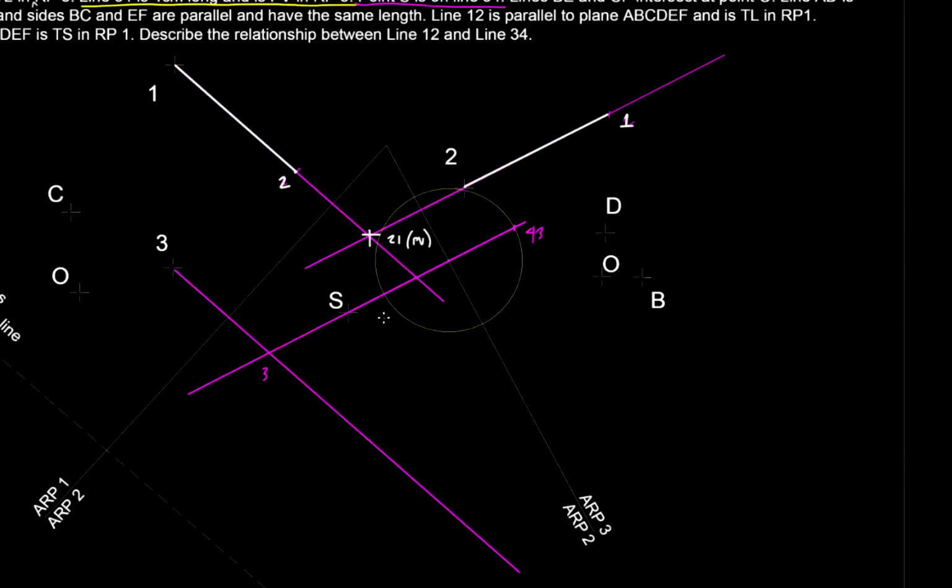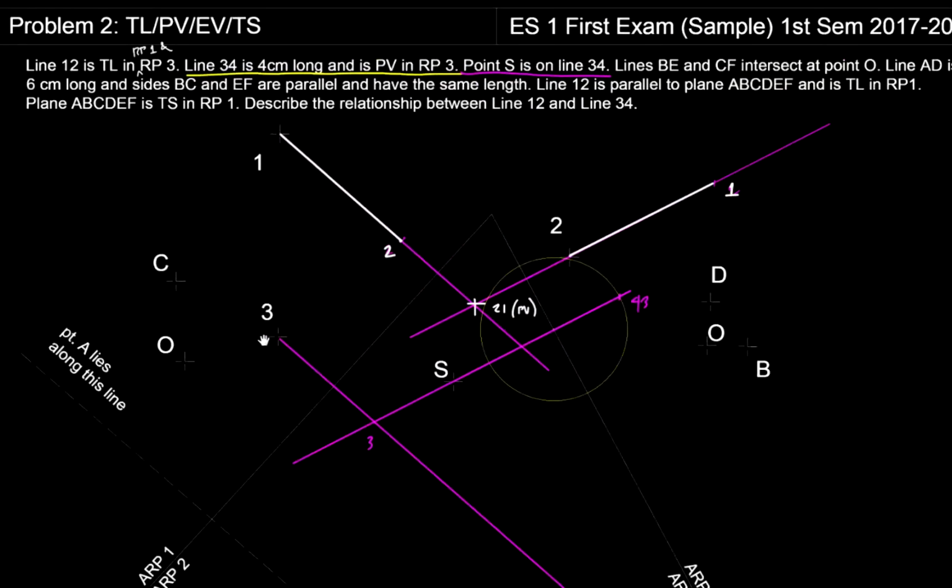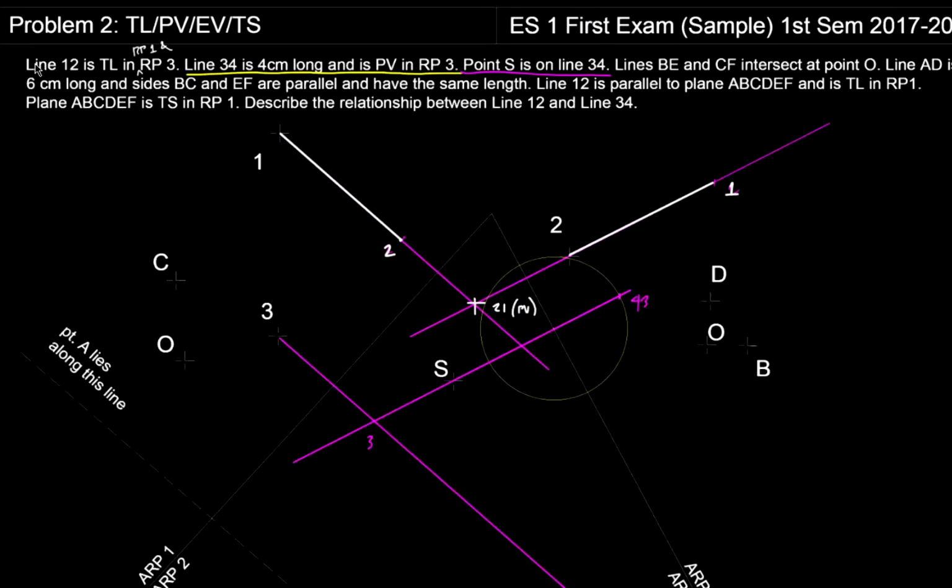Okay? So, here is 3, 4, and since this is true length, then all distances that you measure here are the actual measurements, no? So we can actually just copy 4 centimeters, and I have no basis for 4 centimeters, no? But I think, let me just use my ruler, no?